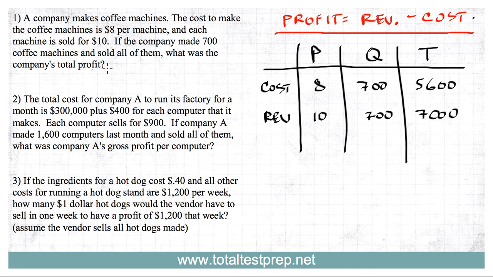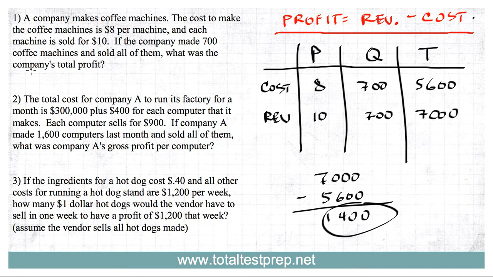What was the company's total profit? The total profit is the revenue minus the cost, or total revenue minus total cost. So it's going to be 7,000 minus 5,600. That's going to give us 1,400. So the answer to the question, what was the company's total profit, is 1,400.